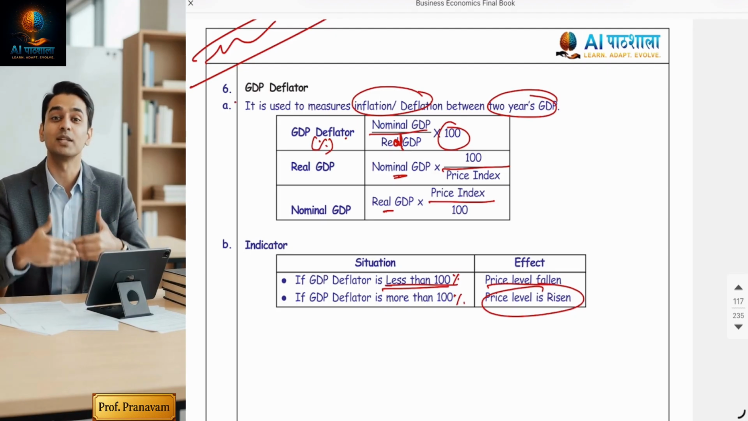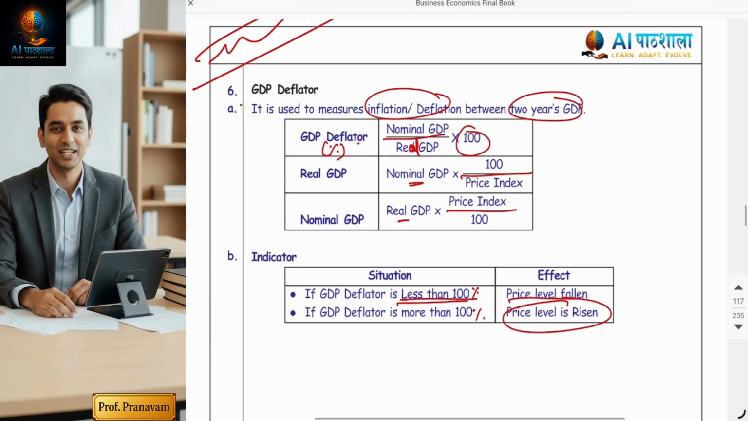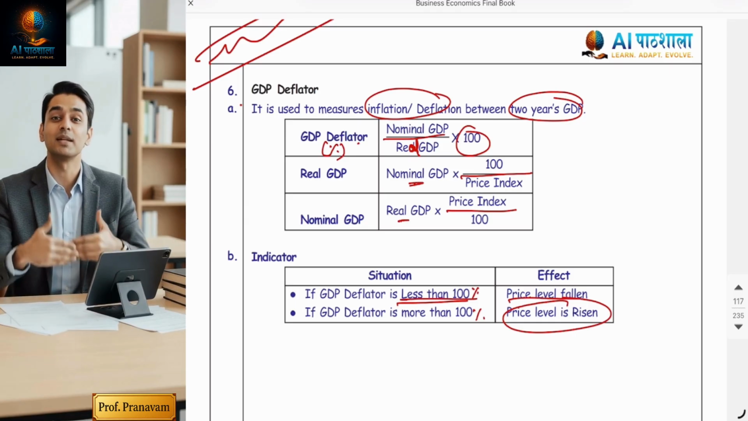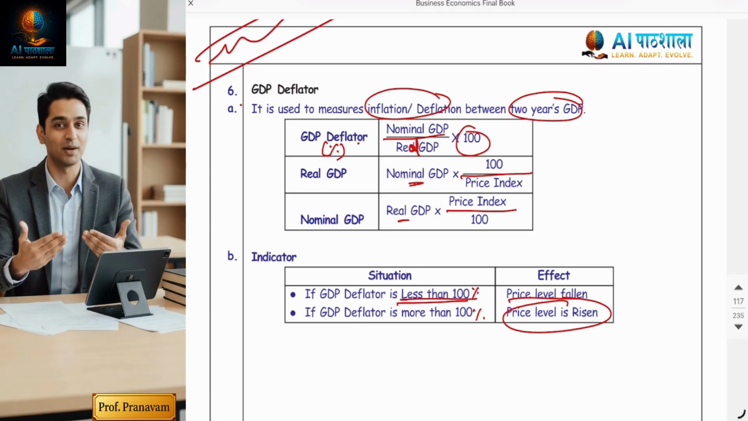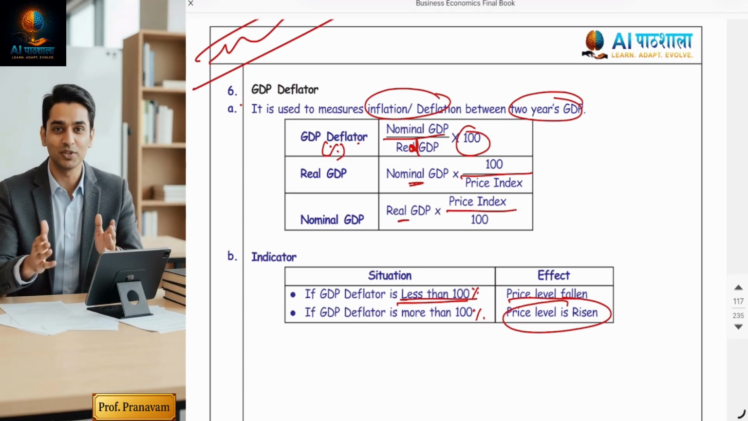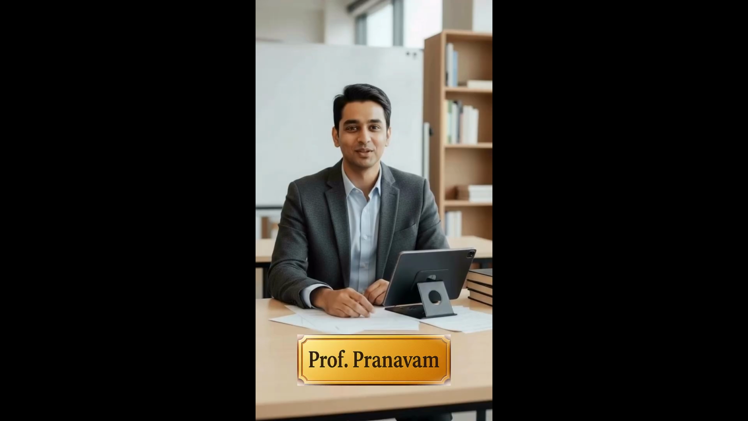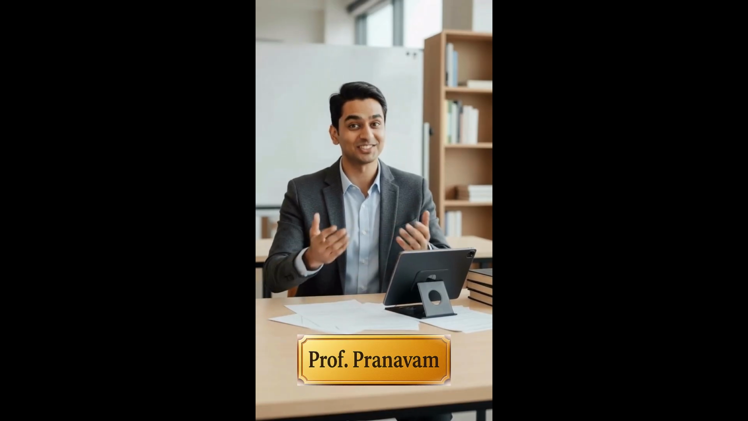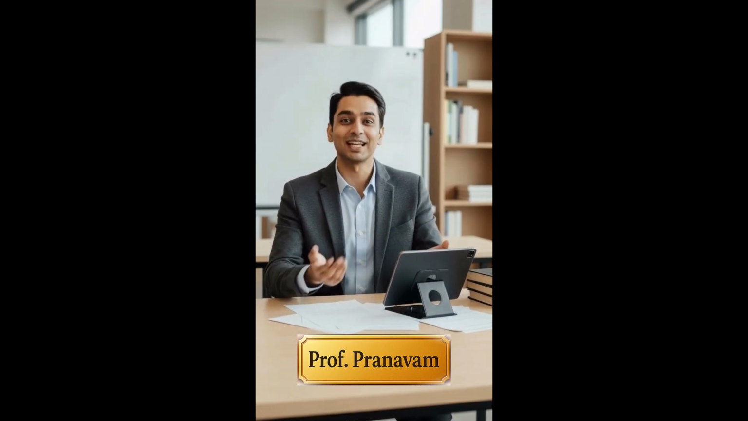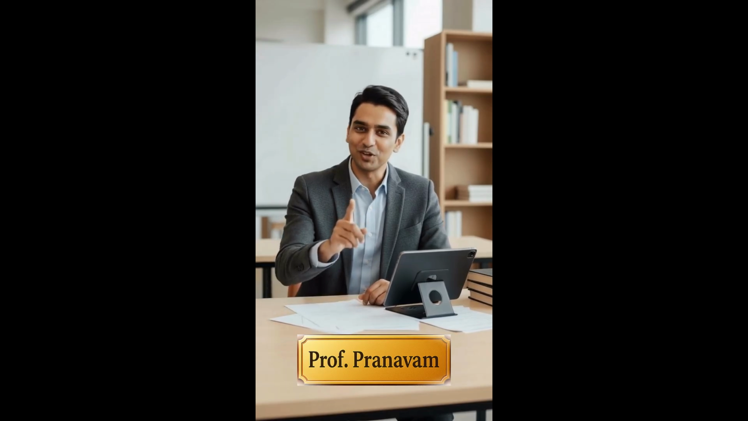But the final mantra of this chapter is that national income accounting is not about memorizing formulas, guys. It is about understanding how production, income and spending are connected. Hope you got it. So that's it, my dear students. This was your quick revision session. Simple words, clear concept. Now there is no room for confusion.